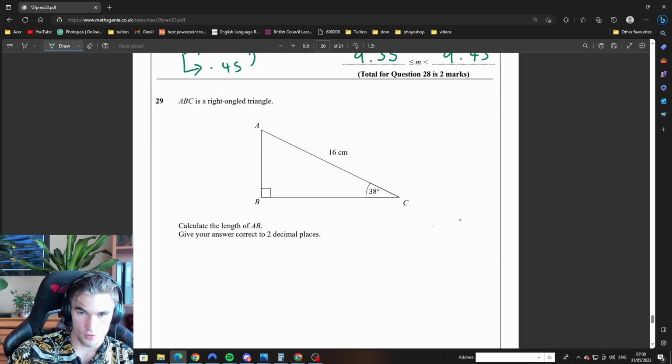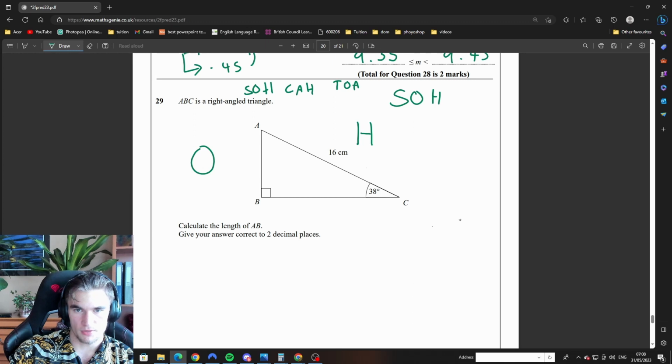So this is the angle I have. So this is the opposite side because it's opposite to my angle. This is the hypotenuse because it's the longest and it's opposite the right angle. So I know that we're going to be using SOH CAH TOA. There's a full list of it. And depending on what I have on my triangle, that's the one I have to use. In this case, I have O and H, so I'm using SOH.